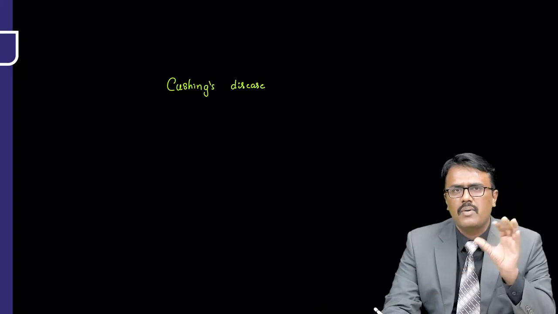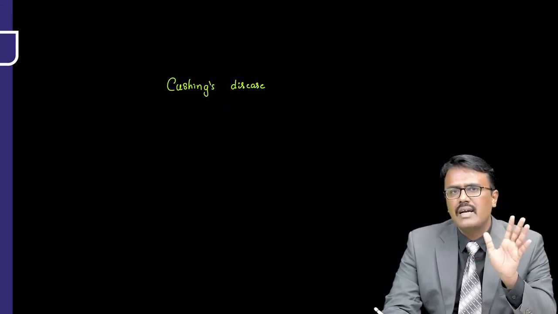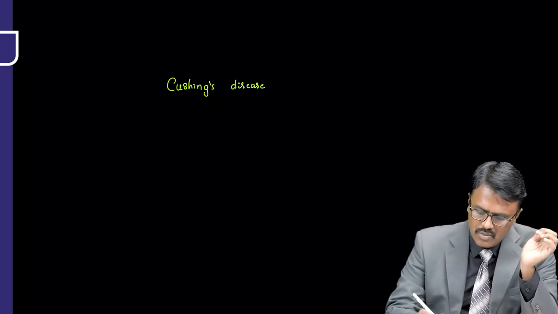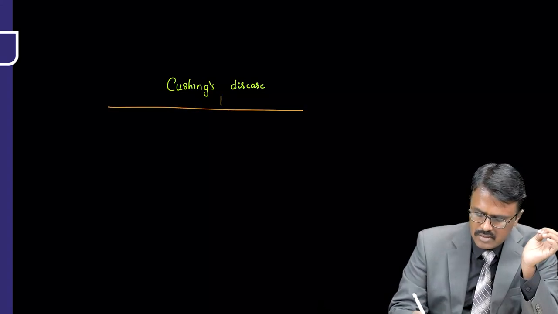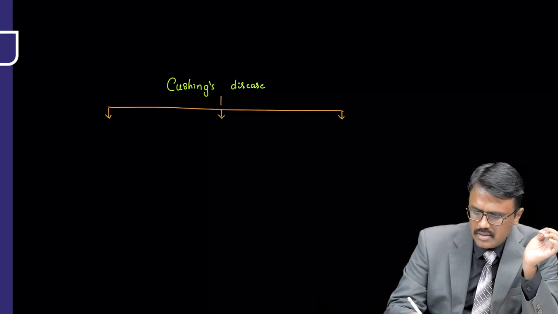What is Cushing disease? The problem is in the pituitary. So the pituitary secretes more ACTH, and more ACTH will stimulate the adrenal gland to release more steroids. So in managing Cushing disease, we have three strategies. What are the three strategies here?